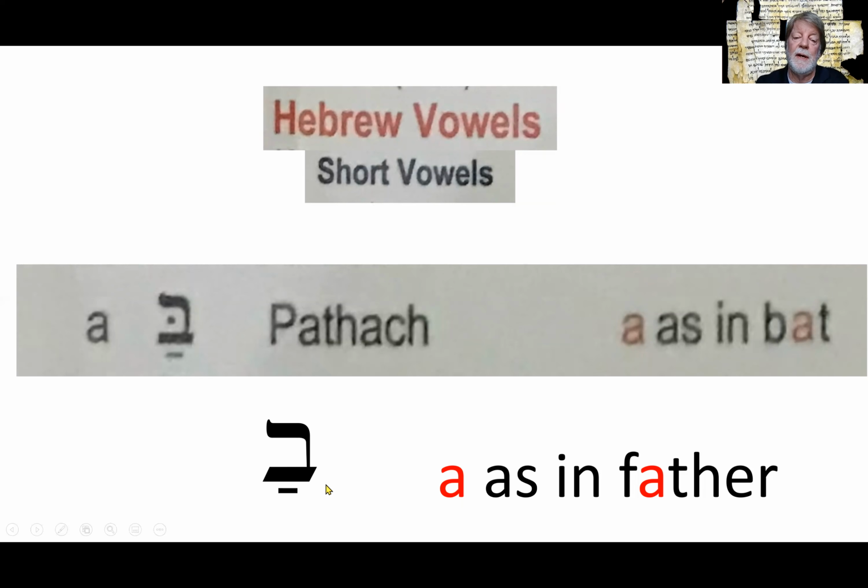Here is a model vowel. This one does not have the dagesh in it, so the consonant is vet with a V sound instead of bet with a B sound. So this would be pronounced va, and the pronunciation is as in father. Now remember, this is the pronunciation that was given for the kamats that we looked at earlier.